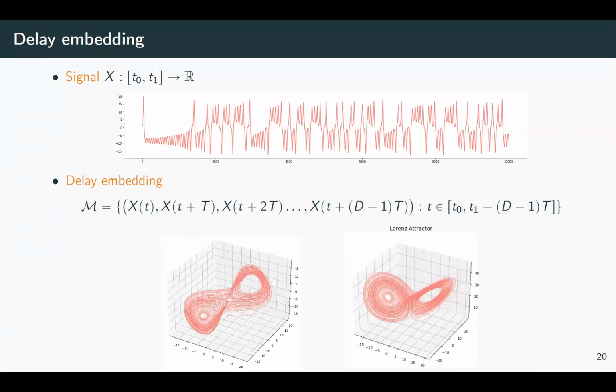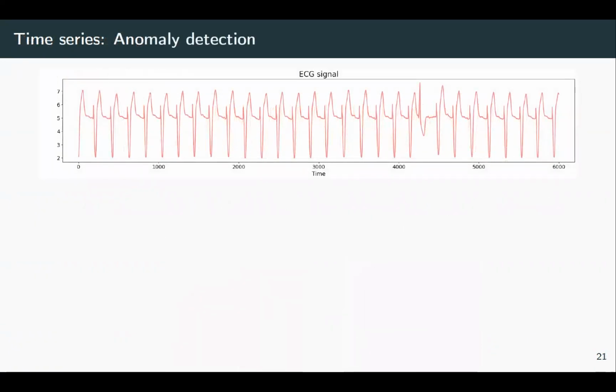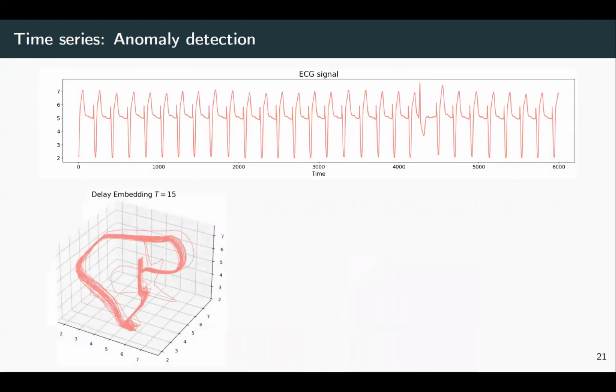So for instance, in this example, here you have a signal. This is the x coordinate of the Lorenz dynamical system, okay? So you have two choices. You use the equations, which you don't know in general, to construct the attractor, or you use the delay embedding to construct this embedding. And you can see that the topology is the same. So we will apply this strategy. This is an electrocardiogram signal. And if you compute the delay embedding, this is the topological space that you obtain.